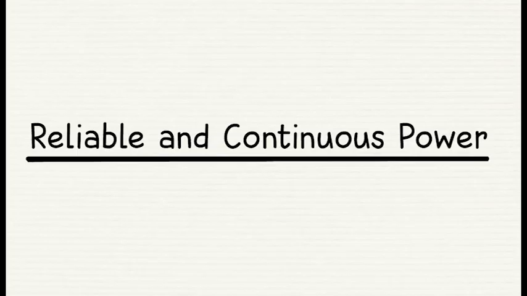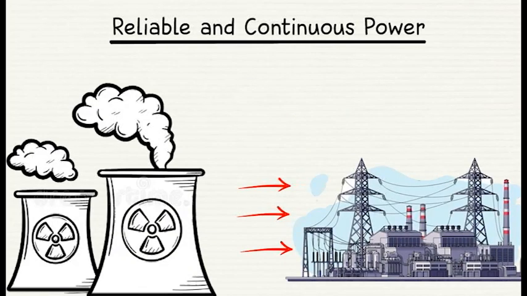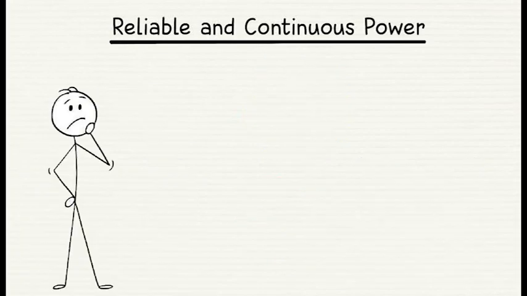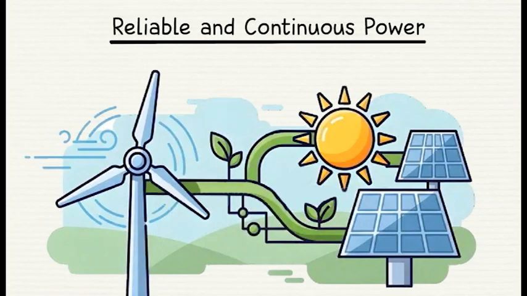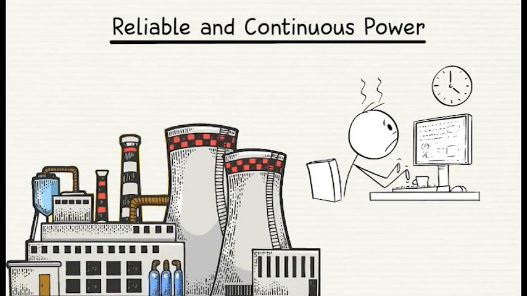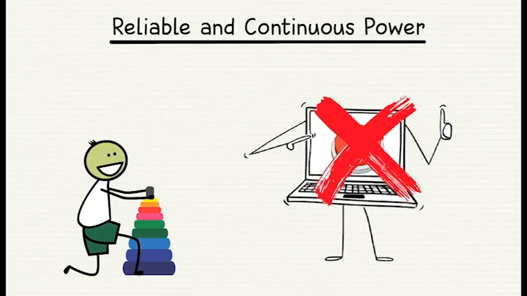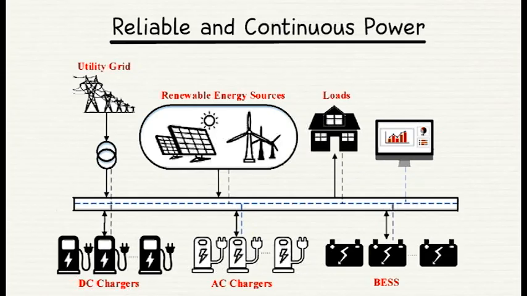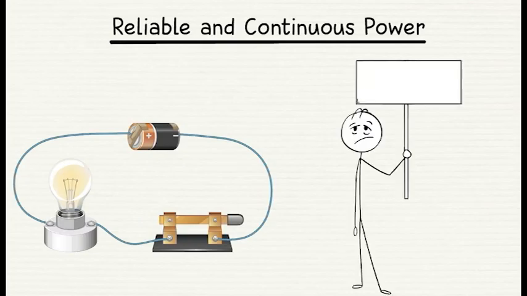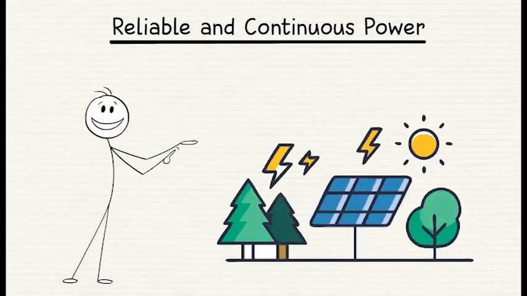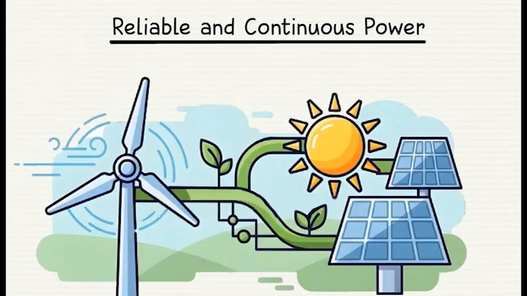Reliable and continuous power. Nuclear power provides a steady and dependable supply of electricity at all times. Unlike renewable sources such as solar and wind, which rely on sunlight and weather conditions, nuclear power plants operate continuously day and night. They are designed to run for long periods without shutdowns, delivering consistent energy output. This makes nuclear power especially important for meeting constant electricity demands and ensuring grid stability. Its ability to generate power without interruption makes it a reliable backbone of modern energy systems.